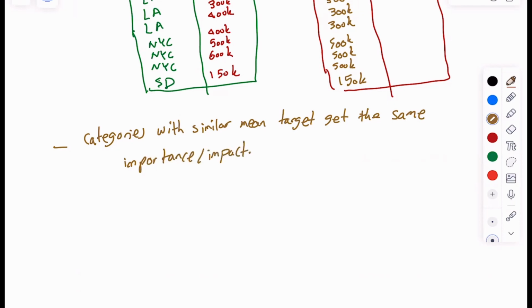All right, so this is very, very important, guys. The categories with similar mean get the same importance. So here, New York and New York City and LA get the same importance. Is this what we want? I'm not sure, not really, right? We want the features to give some metric to differentiate between them, but here they get the same importance. So these are the big problems with the target encoding.